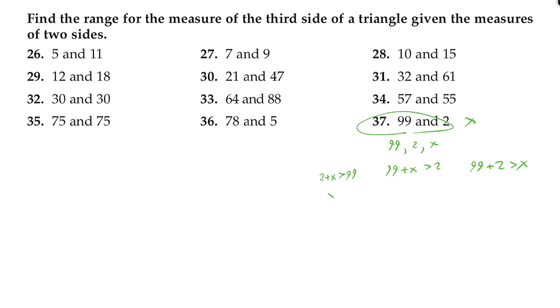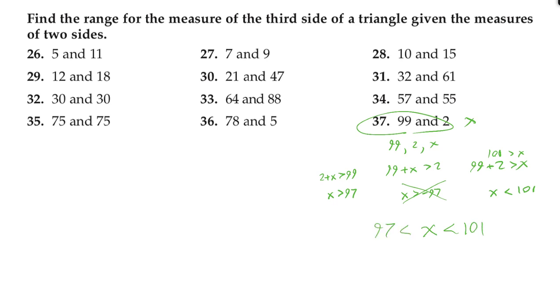So subtracting over here, we get x is bigger than 97. Over here, we get x has to be bigger than negative 97. And over here, we get x has to be less than, I reverse the order, really, this is 101 is bigger than x, but x is less than 101. So we can toss this one out, and we get x is between 101 and 97.